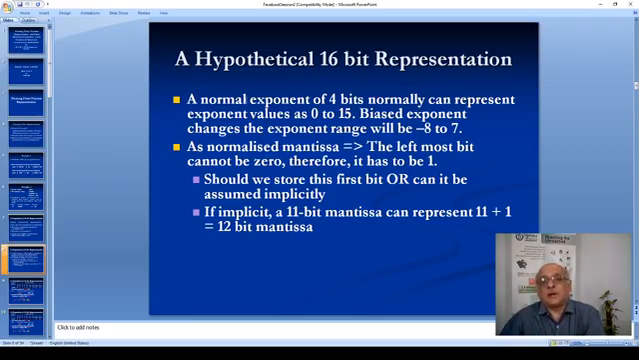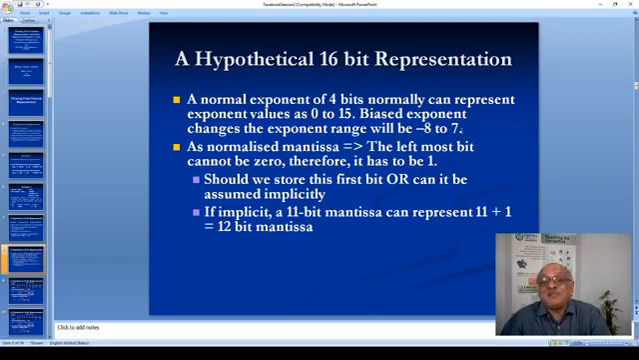Right. So what are we doing here? A normal exponent of 4 bits can represent values between 0 and 15. So the biased exponent changes that range, because we have added 8. If we have represented 0 as an exponent, actually it is minus 8. If our exponent is 15, then it is 7 plus 8. So when we subtract 8 from it, the exponent range becomes minus 8 to 7.